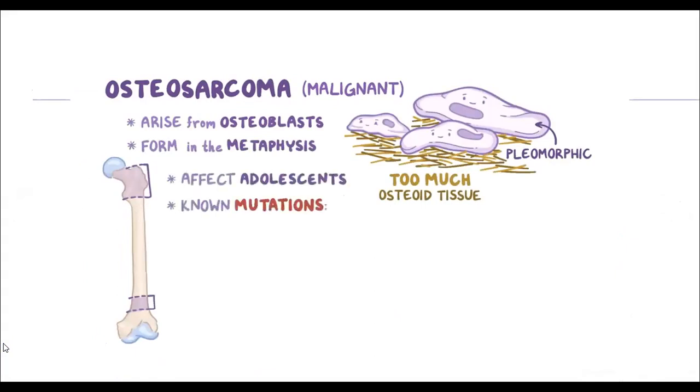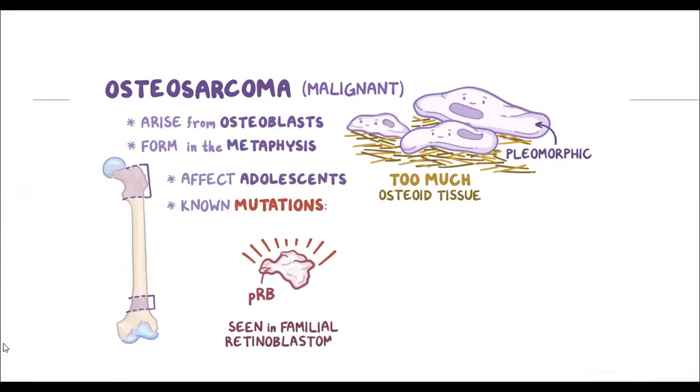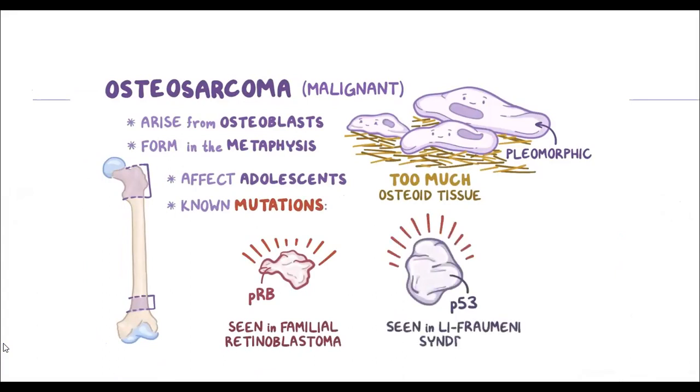Some known mutations that are linked to osteosarcomas include mutations of the RB protein, also seen in familial retinoblastoma, a childhood malignant tumor of the eye, and the p53 protein, which is also seen in Li-Fraumeni syndrome, a condition where there are a variety of cancers throughout the body.